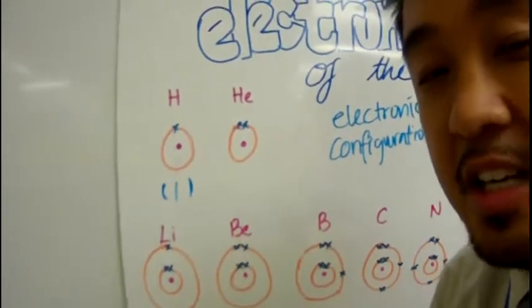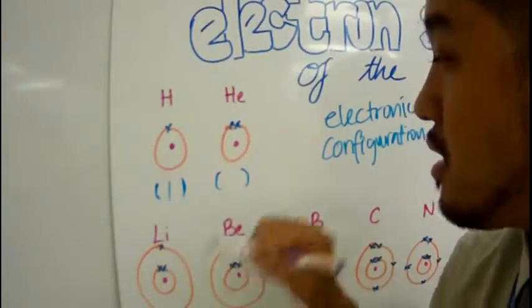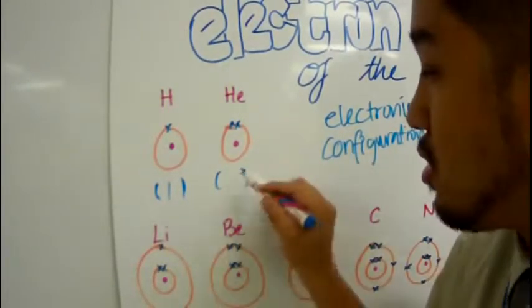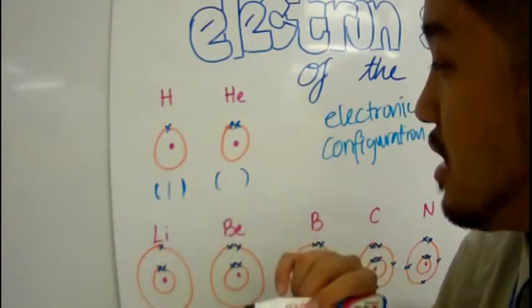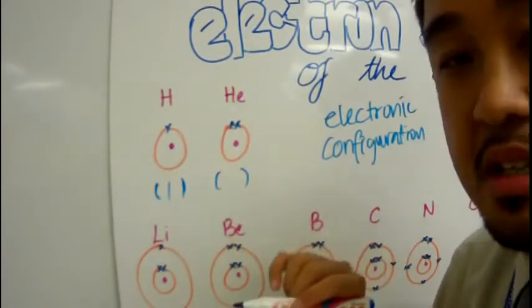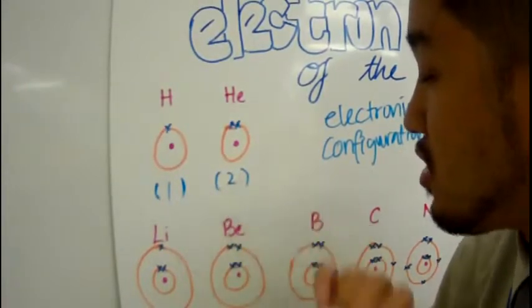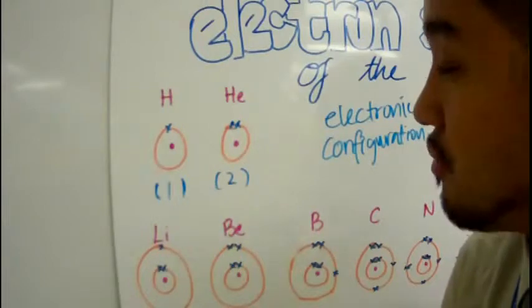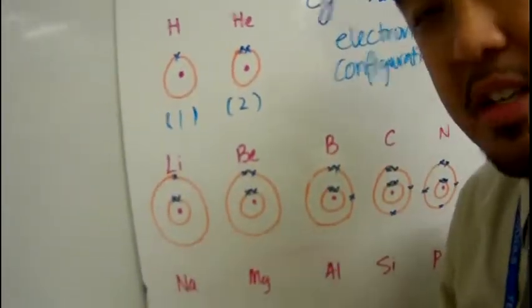Let's look at helium now. Helium has one energy level and it has two electrons. So you don't put in any extra notations and you just say that the shell is in this little bracket here, or parentheses, and you have two electrons in that bracket. Fine, everything is great. Now let's talk about lithium.